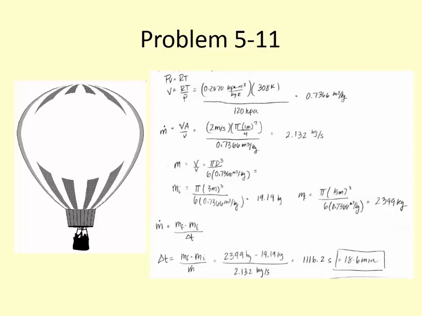And we calculated our mass flow rate to be 2.132 kilograms per second. Our change in mass is 2379.81 kilograms. So if we plug in the numbers for that, delta T is 1116.2 seconds, or that's 18.6 minutes.